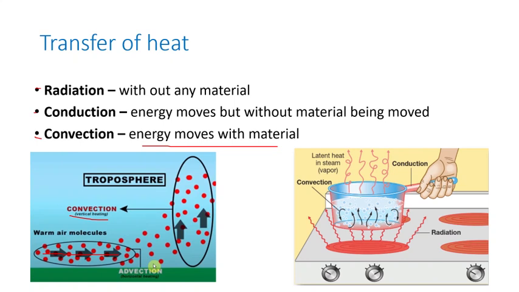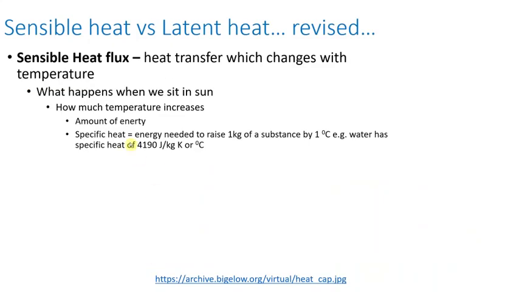Okay, so now let's look at the sensible heat and latent heat flux. Sensible heat is basically when heat is transferring and the temperature is also being changed. The example is when we sit in the sun. How much our temperature is increased will depend upon the amount of energy and the specific heat.